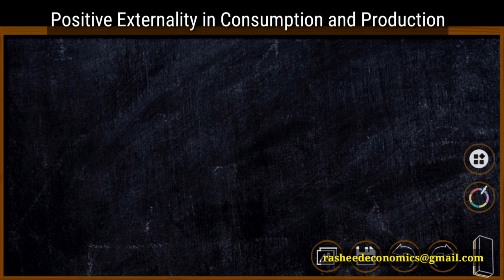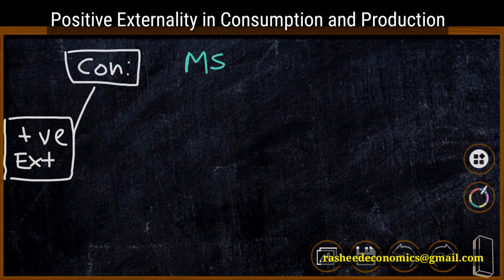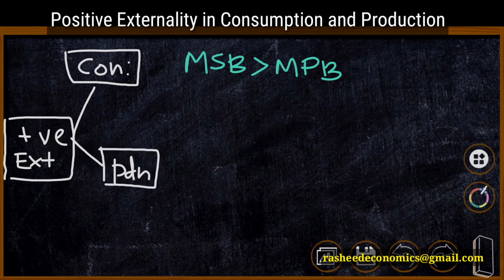Now let us conclude this analysis, as we have been discussing positive externality both in production and in consumption. Initially we considered positive externality in consumption. If marginal social benefit is greater than marginal private benefit, we will be having positive externality in consumption. In the same manner, we considered positive externality in production, where marginal private cost is greater than marginal social cost. In case of consumption, positive externality happens when marginal social benefit is greater than marginal private benefit, and in case of positive production externality, we will be having marginal private cost greater than marginal social cost.